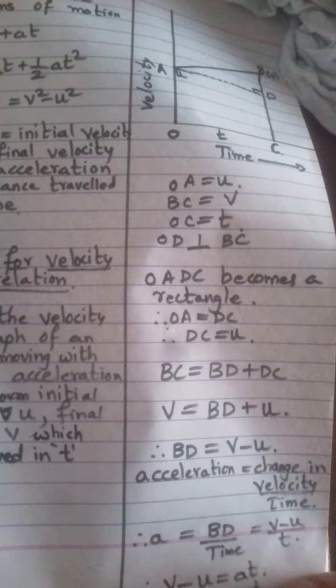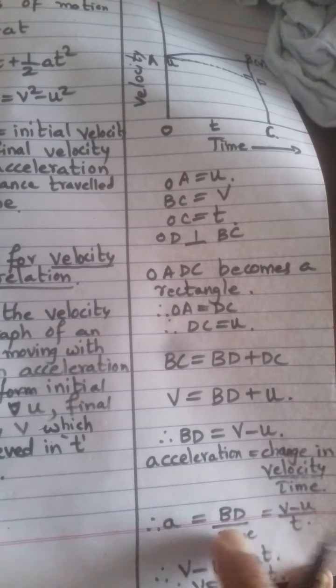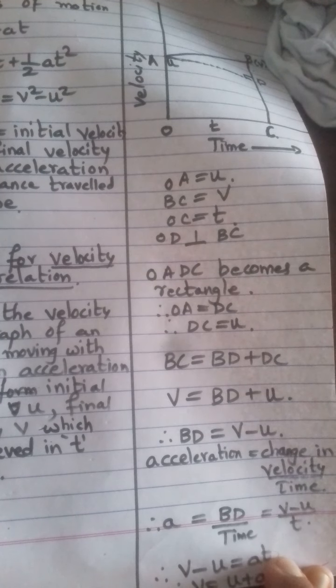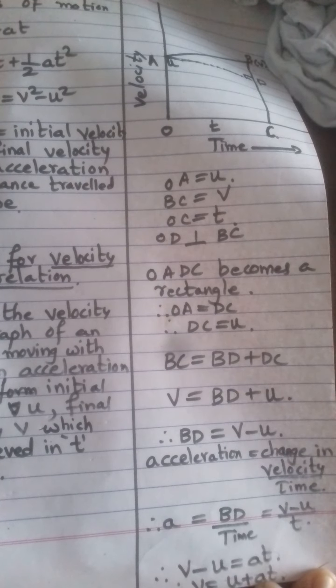If you cross multiply, v minus u is equal to at. Okay. So v is equal to, you transfer this minus u this side. When you transfer minus u this side, it becomes plus u. So you get the first equation, that is velocity time relation. v is equal to u plus at. Okay. So this is the equation for velocity time relation of motion, or the first equation of motion by graphical method. Please take down all these notes in your fair, and we'll meet in the next class.